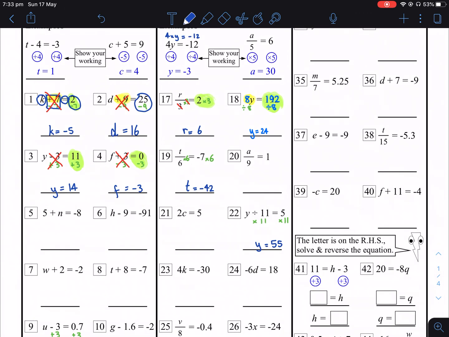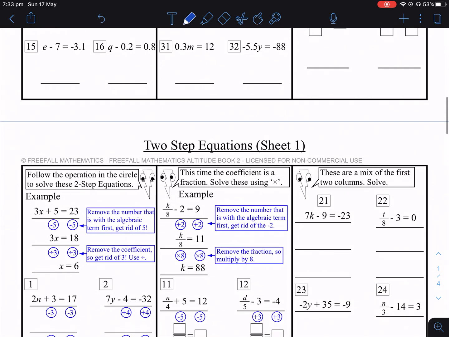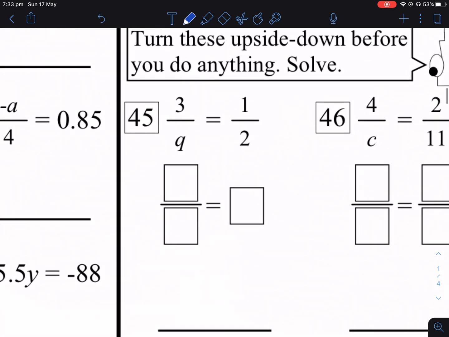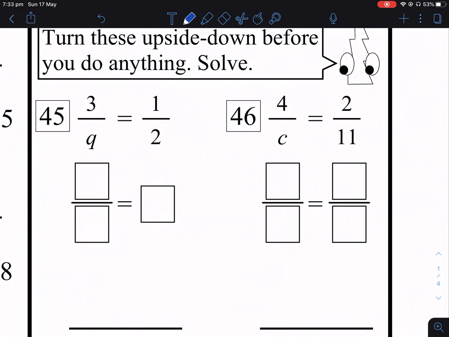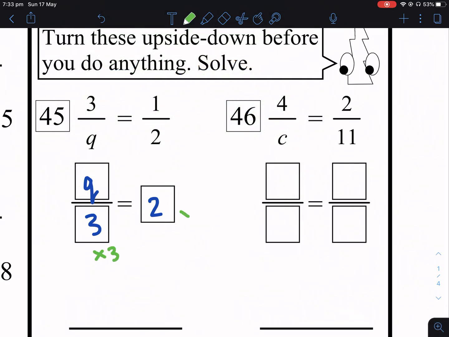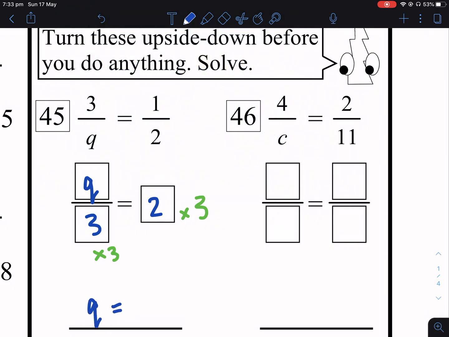Okay, so that was a whole lot on one-step equations. This one says to turn these upside down. So if you have a fraction equals a fraction, you can turn both the fractions upside down. And this one would be 2 on 1, but 2 on 1 is the same as just 2. Which means we would want to times by 3. So Q equals 2 times 3, which is 6.